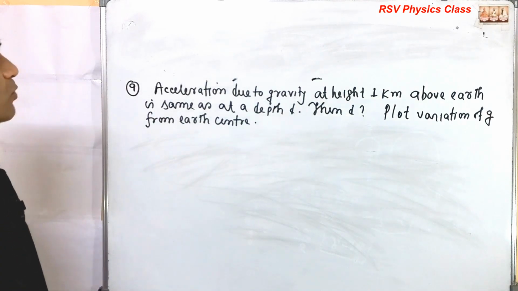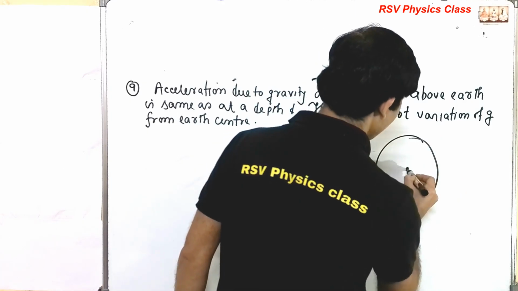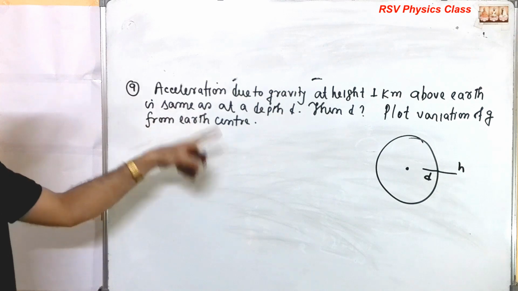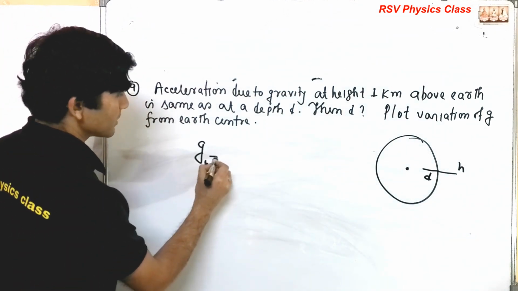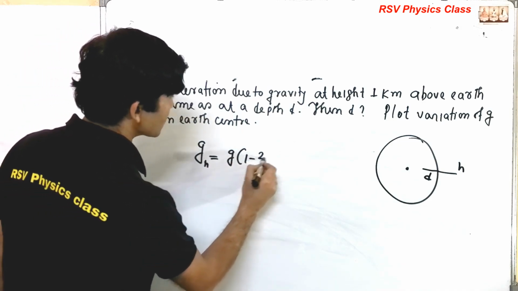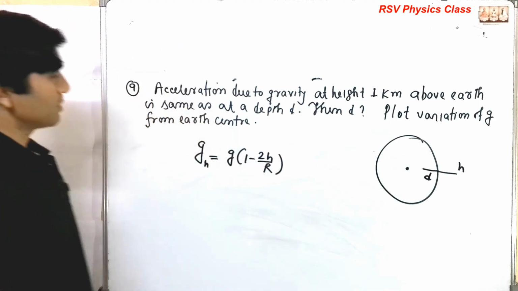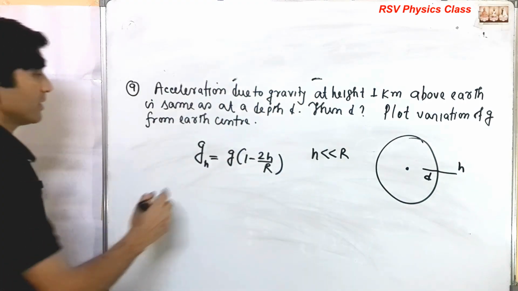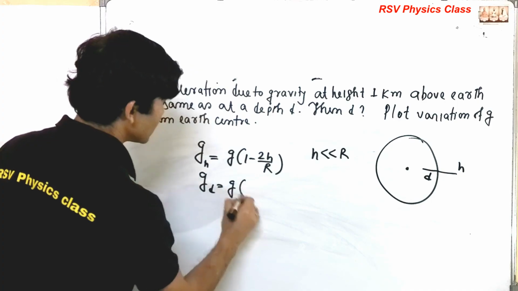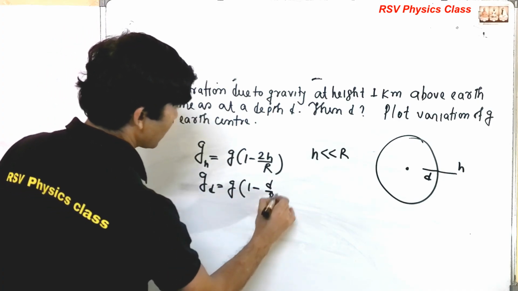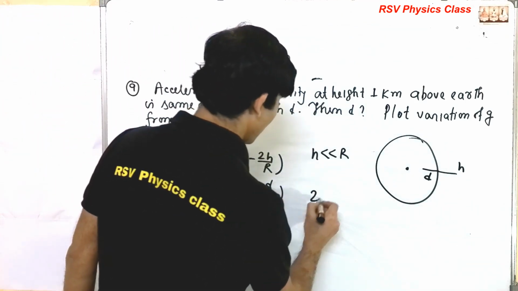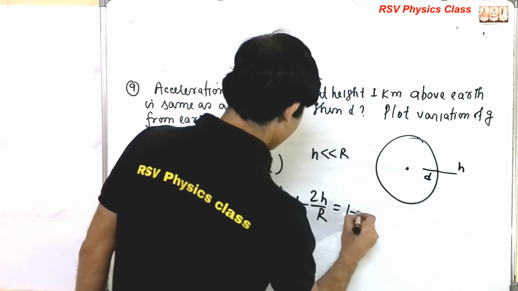Acceleration due to gravity at a height of 1 kilometer above earth is the same as at a depth d. You have calculated acceleration due to gravity at depth d and at height h. At height h, g' = g(1 - 2h/R), where h is very much less than R. And g at depth is g(1 - d/R). Since both are the same, we need to calculate d. So now 2h/R = 1 - d/R.